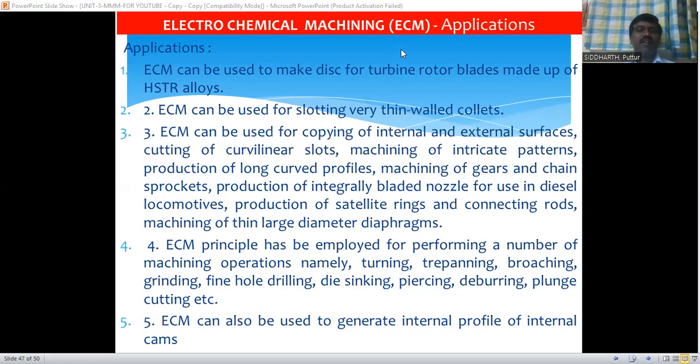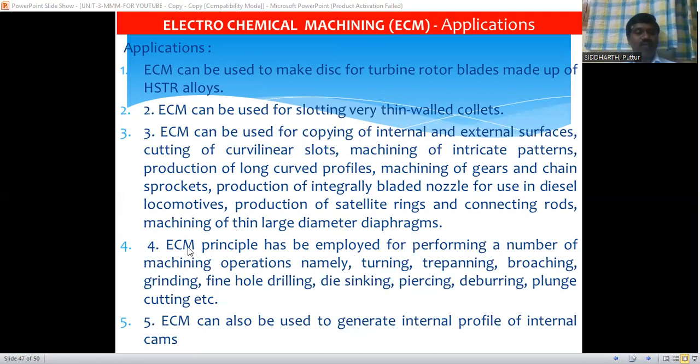Then coming to the applications of this electrochemical machining process, it can be used for different purposes in different conditions and different requirements. It is used to make discs for turbine rotor blades made of high strength temperature resistant alloys. It can be used for slotting of very thin walled collets, and for copying of internal and external surfaces, cutting of curvilinear slots, machining of intricate patterns, production of long curved profiles, machining of gears and chain sprockets, production of integrally bladed nozzles for use in diesel locomotives, production of satellite rings and connecting rods, and machining of thin, large diameter diaphragms.